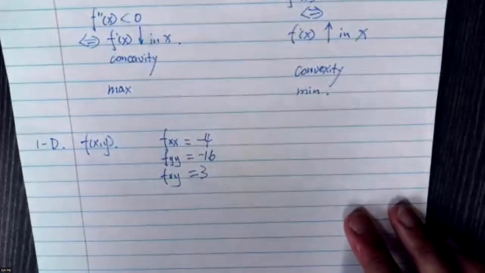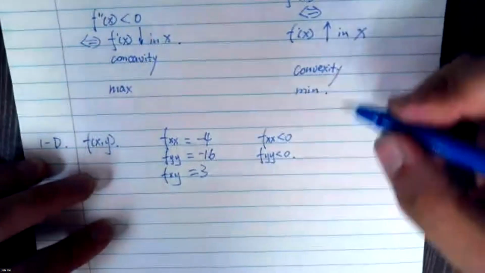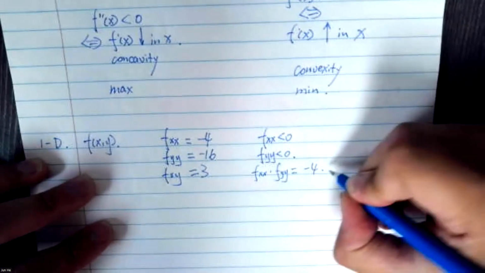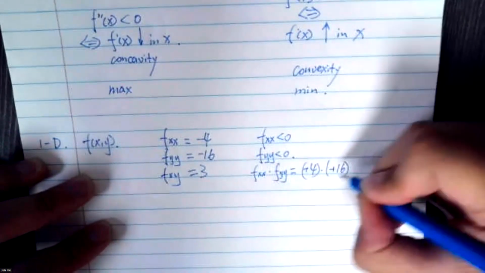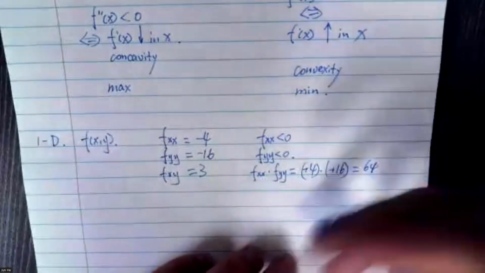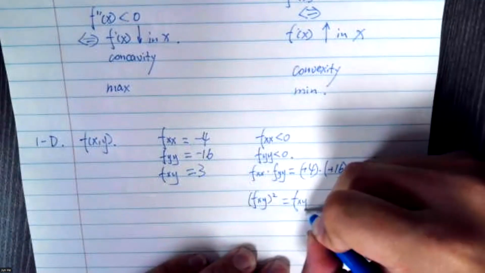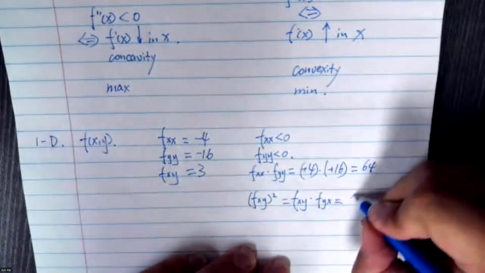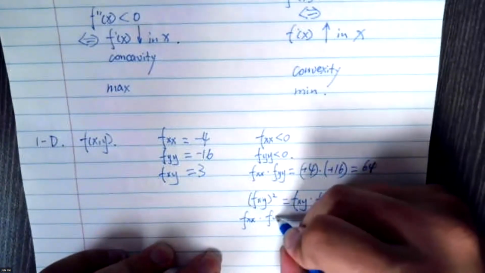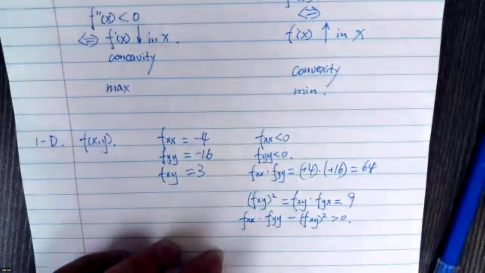So let's check those conditions. fxx is smaller than 0, fyy is smaller than 0, and fxx by fyy is -4 by -16. Those two minus signs cancel, and the result is 64. Whereas fxy squared, or fxy by fyx, equals 9, and fxx by fyy minus fxy squared is greater than 0.